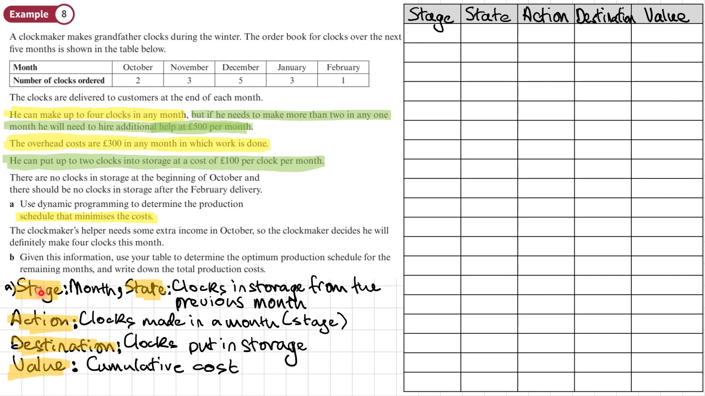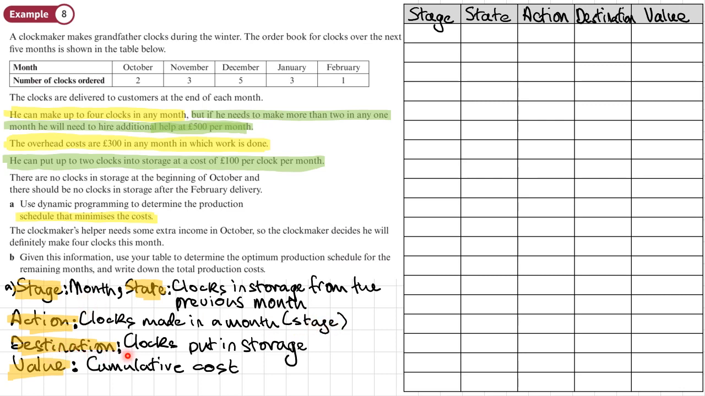So the stage is the month. The state is the number of clocks in storage from the previous month, so we can make excess clocks in a month, probably at extra cost, and then pass those clocks in storage to the next month. The action is the clocks made in a month. We can make up to 4, up to 2 without the additional hire help, and then 3 and 4 clocks with this extra hire help. So that would be the clocks made in a stage.